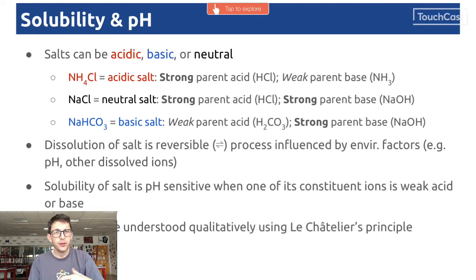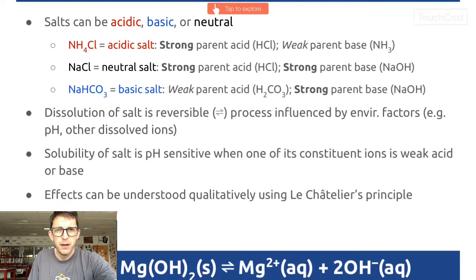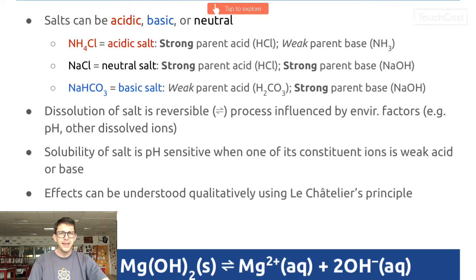Now, we know that the dissolution of a salt is a reversible process, and that dissolution will be affected by environmental factors. For example, we learned about the common ion effect, and if there's the presence of an ion that's in common with the salt, well, then that will reduce the solubility of that salt. Well, pH also has an effect, so it's important to understand the acidic or basic nature of these salts. Now, we can understand this quantitatively, which we'll look at briefly, but it's even more important that you be able to explain any of these trends or phenomena qualitatively using Le Chatelier's principle, right?